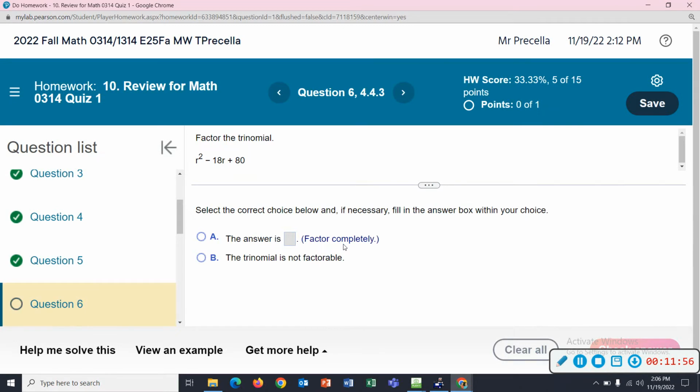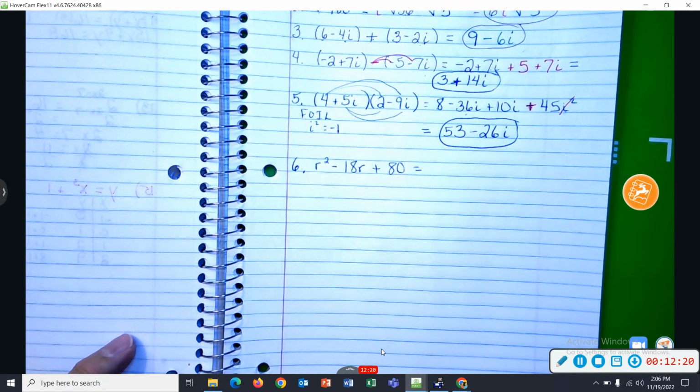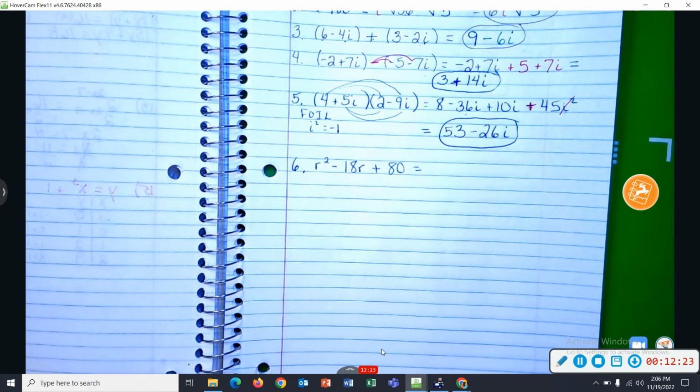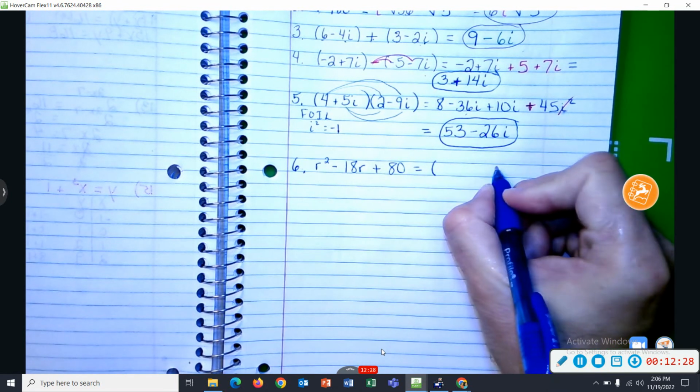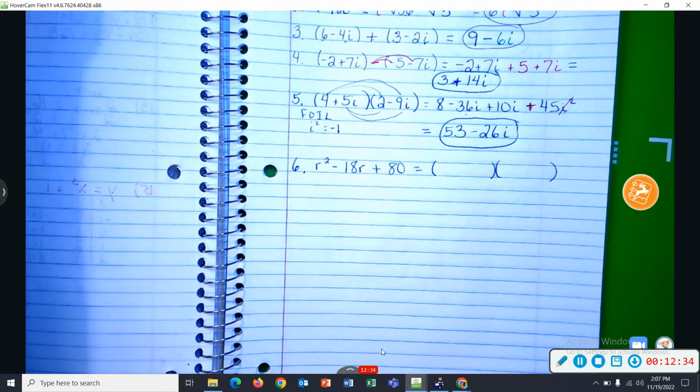Now, problem 6. It says, factor this trinomial. R squared minus 18R plus 80. R squared minus 18R plus 80. Well, in order to factor trinomials, we're going to write out 2 sets of parentheses. And I'll decide on the sign.